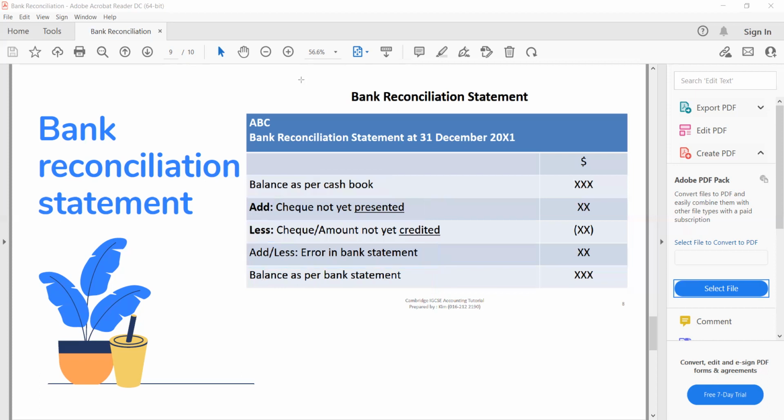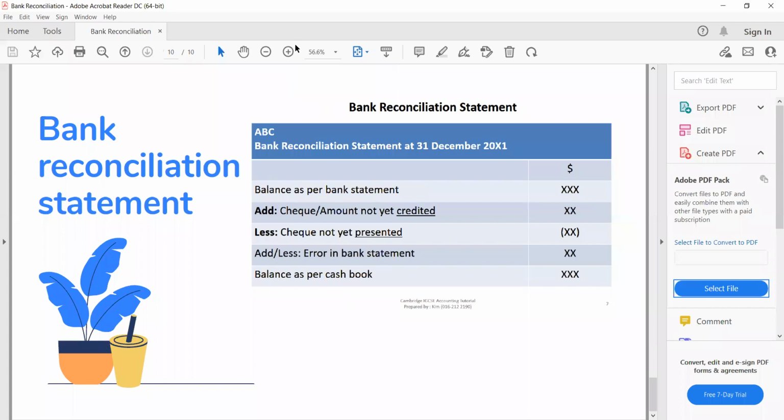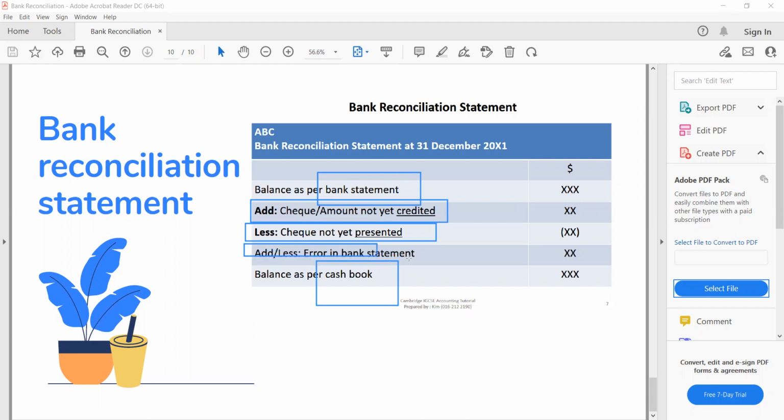Another way you can do it, if you prefer to start with the bank statement, is to start from the bank statement. But this time, you are actually standing from the cash book point of view to do this. You add checks not yet credited because the bank statement has not updated but the cash book already updated, so the cash book should have more money than the bank statement. And we less checks not yet presented because the cash book already deducted, so the cash book should have less money compared to the bank statement. Last, add or less errors in the bank, subject to the question that you have.